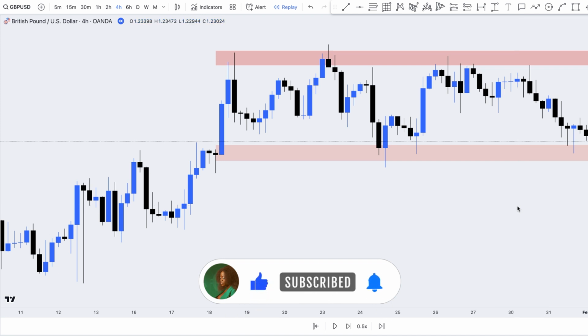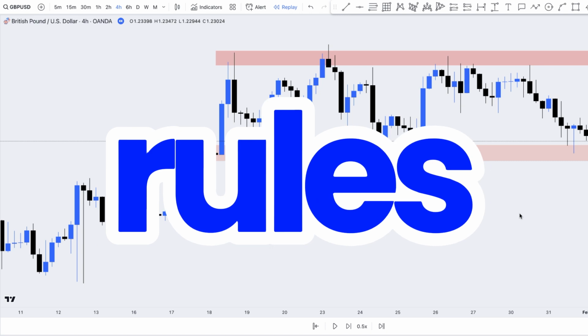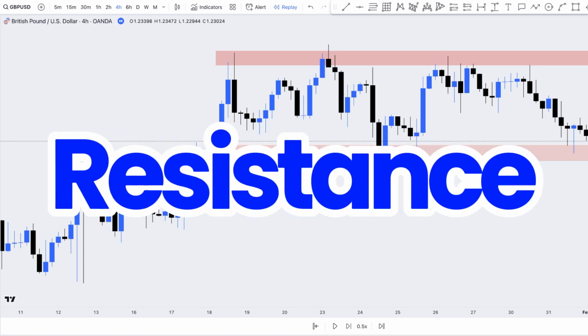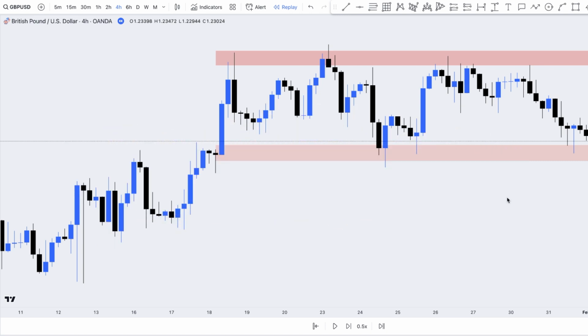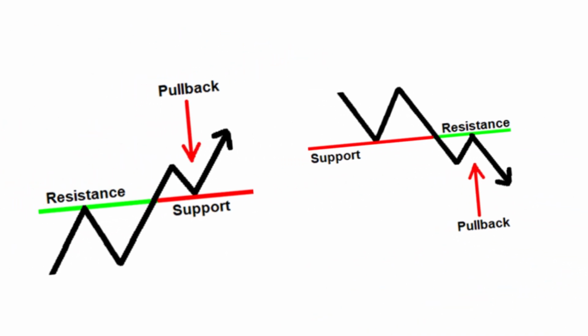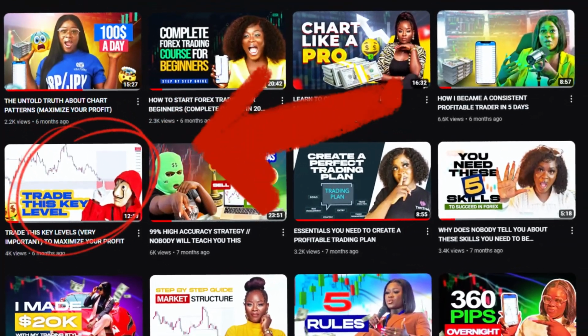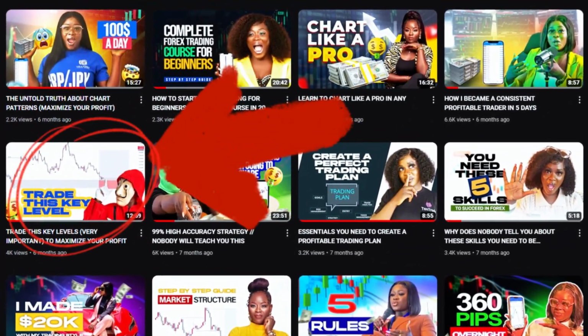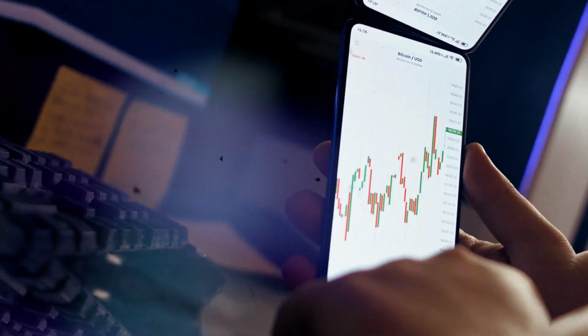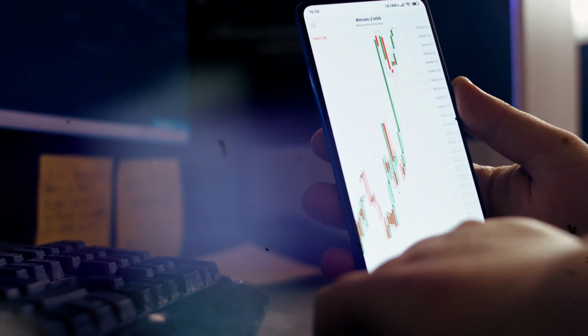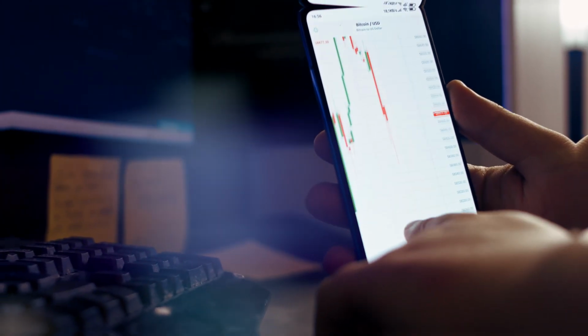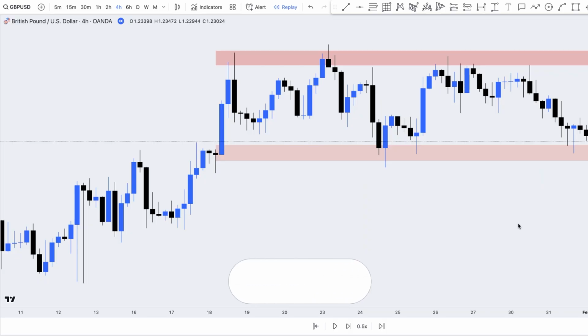Today what we are going to learn is some rules of support and resistance. I know most of you might have already heard about what support and resistance is, and I've also talked about support and resistance in one of my videos. I also taught how you can properly draw support and resistance. So today we are not going to talk about that aspect, but we are going to look at the rules we have to consider when drawing support and resistance.